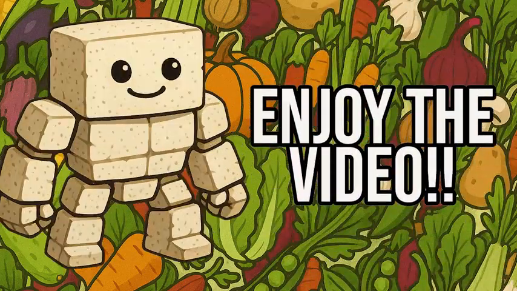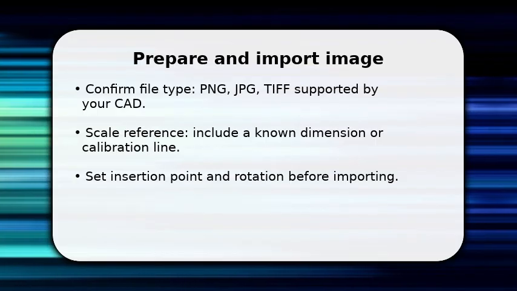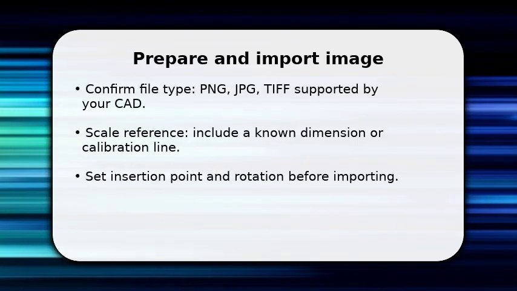Please enjoy the video. You start by preparing the raster. Choose a clean PNG or JPG and include a measurable reference line so you can scale accurately. Once ready, use Insert or Attach Image from the ribbon, pick an insertion point, and set rotation to align roughly with your drawing axis. Do this now so you don't chase alignment errors later.